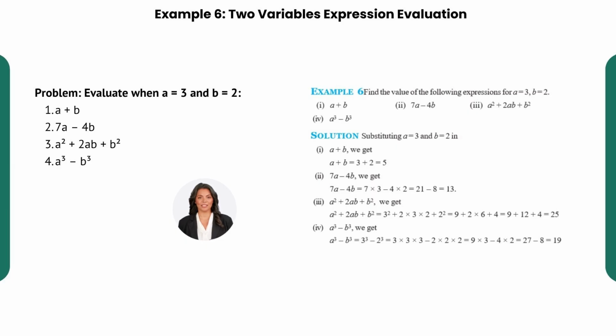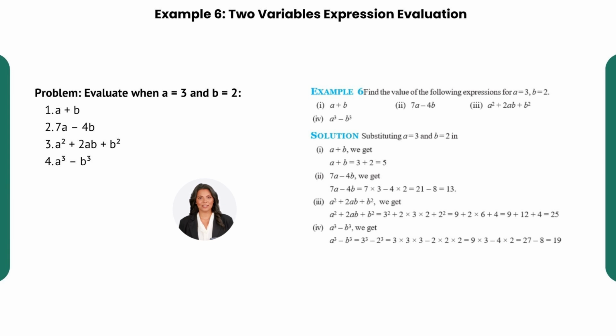Let's evaluate expressions involving two variables. Suppose a equals 3 and b equals 2. For the first expression, a plus b, substitute to get 3 plus 2, which equals 5. In the second expression, 7a minus 4b becomes 7 times 3, minus 4 times 2. This equals 21 minus 8, or 13.